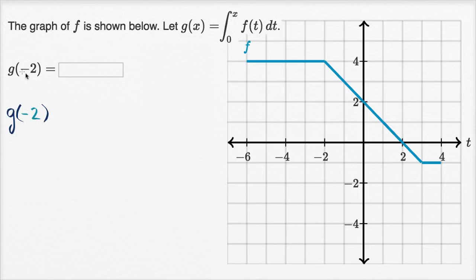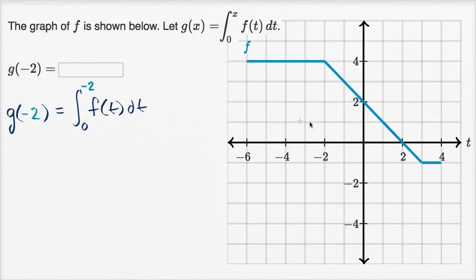negative 2. So this is going to be equal to the integral from 0 to x of, and I'll write x in a second, f of t dt. Well, x is now negative 2. This is now negative 2. And so how do we figure out what this is?